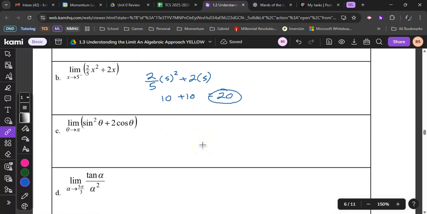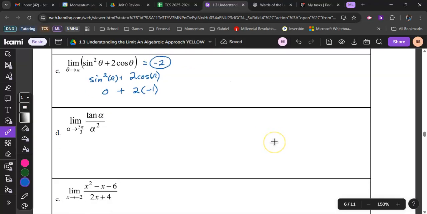Next up, now we're going to approach pi. So I'm just going to plug pi in everywhere. So I'm going to get sine squared of pi plus 2 cosine of pi. What's sine of pi? We already did it today. 0. 0 squared is still 0. What's cosine of pi? Negative 1, because it's on the other side of the unit circle. So in the end, my answer is negative 2. Making sense? Feeling smart?